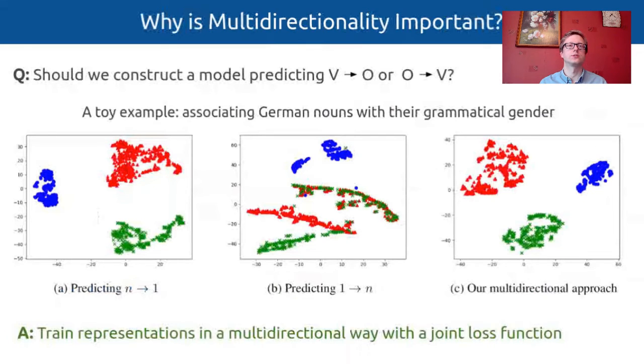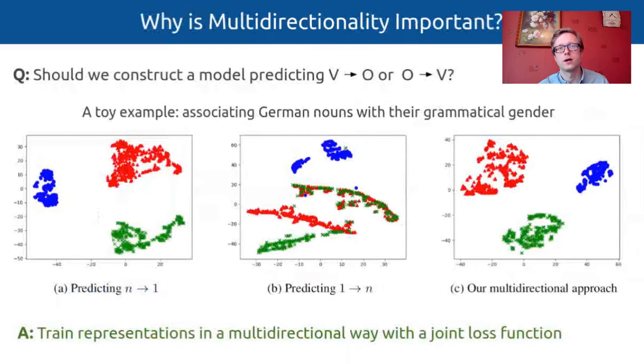Here we have a small example in the slide about predicting the grammatical genders of German nouns. If we train our model to predict the gender based on the noun, we get a very nice separation between clusters because each noun has only one gender. However, if we try to optimize in the opposite direction, we now lose this nice structure because each gender can map to many different nouns.